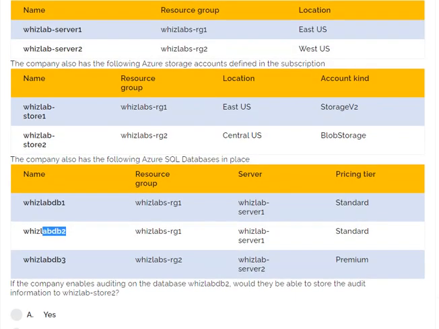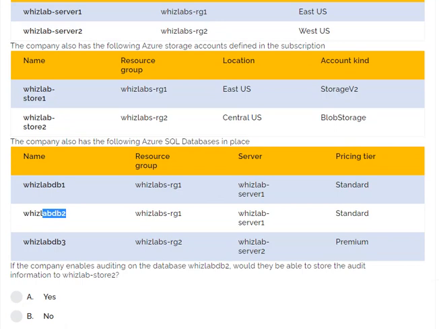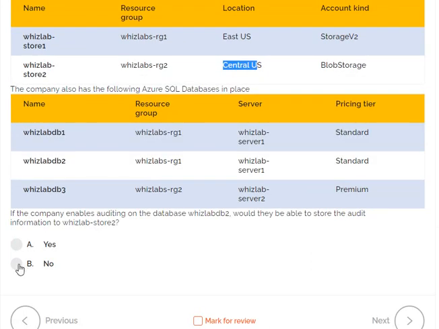Would they be able to store the audit information to store 2? Where is store 2? Store 2 is in Central US, so no. The correct answer is no, because the location should be the same. Now this is asking that if the company enables auditing on database db3, would they be able to store the audit information to store 2?